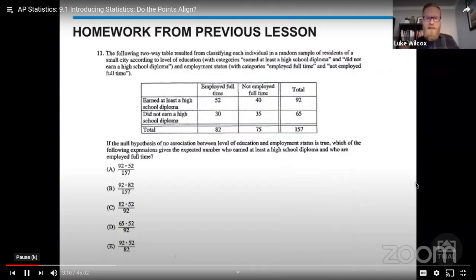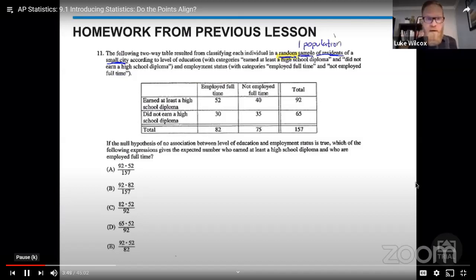Okay, so we are going to check back in with some work that you did yesterday with Mr. Murphy. This is a chi-square scenario, and it is a multiple choice question from an old AP exam. So let's just jump right in here. It says, the following two-way table resulted from classifying each individual in a random sample of residents of a small city. Now I'm going to pause right there. A random sample of residents of a small city sounds to me like one sample that they're taking from one population. So I'm just going to note right here that this is one population.